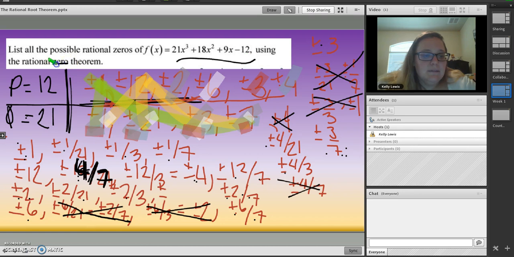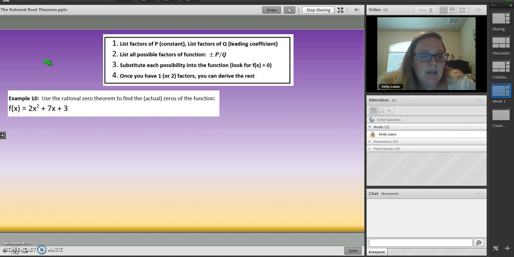All right, so sometimes it's called the rational zero theorem and sometimes it's called the rational root theorem. I call it the rational root theorem, just because both words mean the same thing. All right, so this one's so much better if you like steps. There you go.